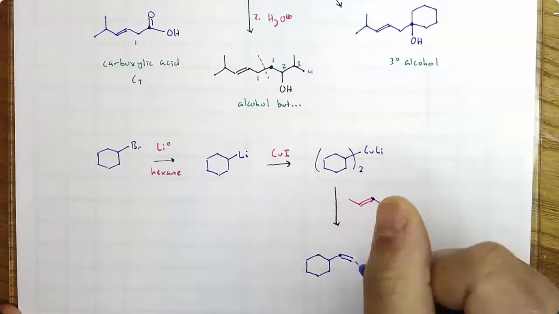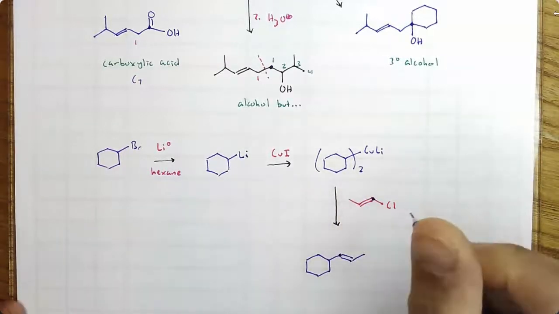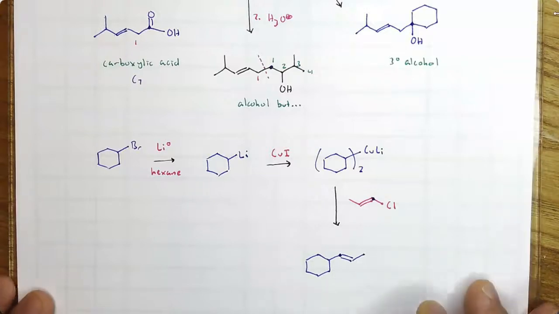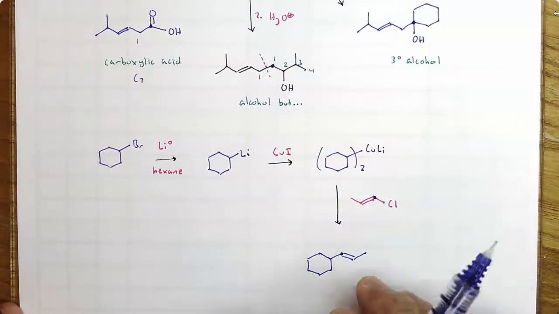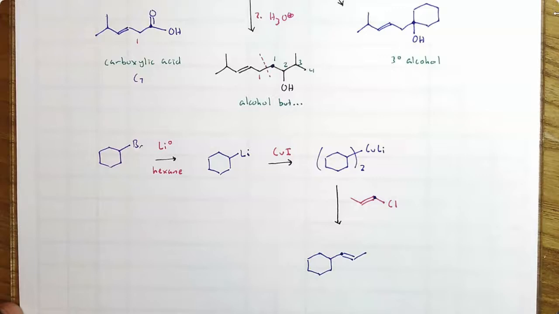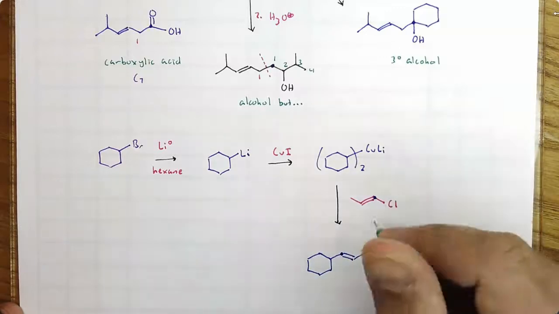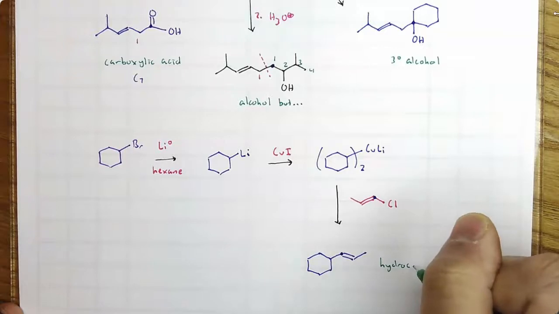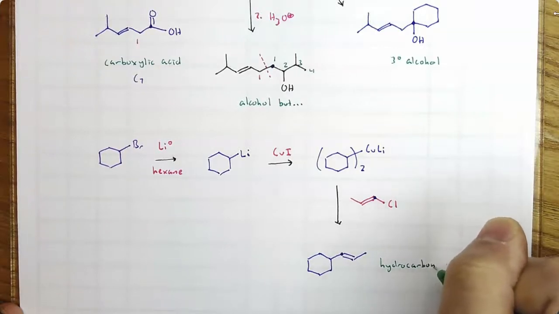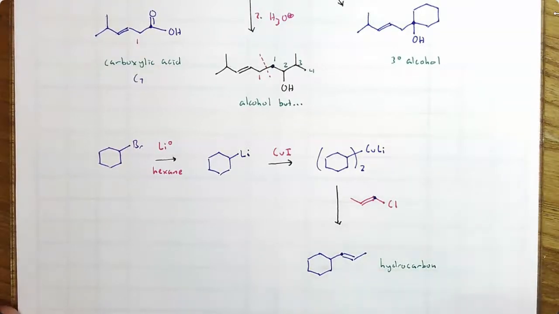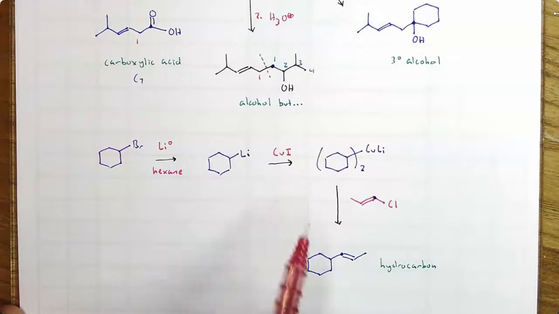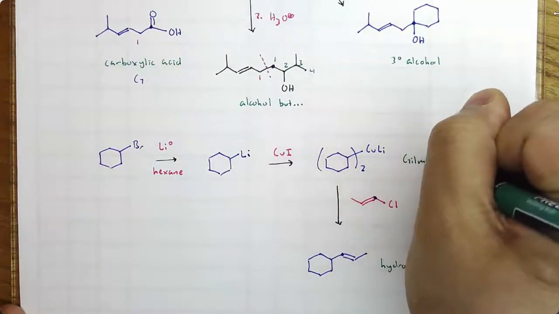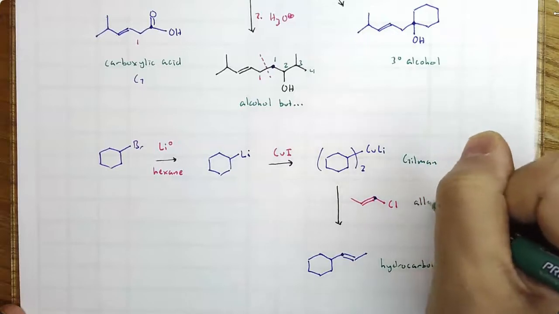You don't have to worry about cis or trans. I would try to draw the trans, which is more stable than the cis. But I don't require my students to draw both. What we get is a hydrocarbon. There's no alcohol. So if you're making a more complicated or longer hydrocarbon, it's pretty easy to make that new carbon-carbon bond via a Gilman plus an alkyl halide.